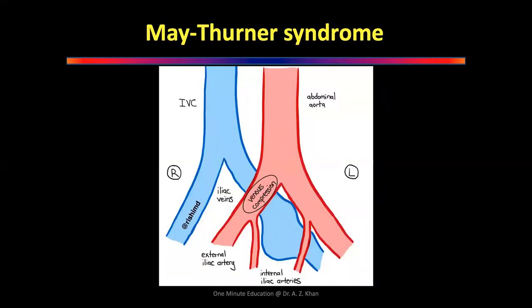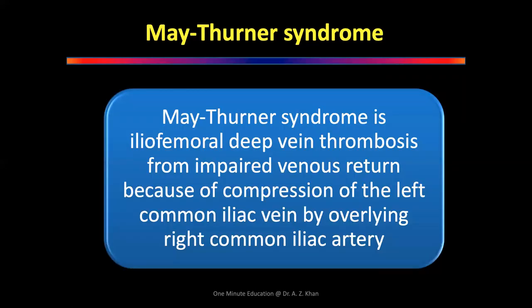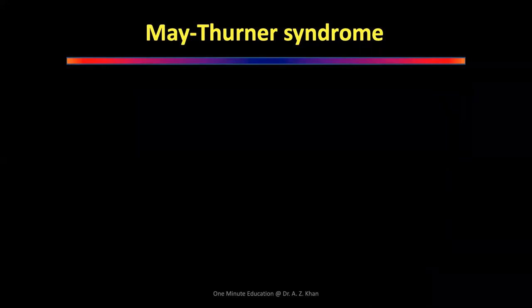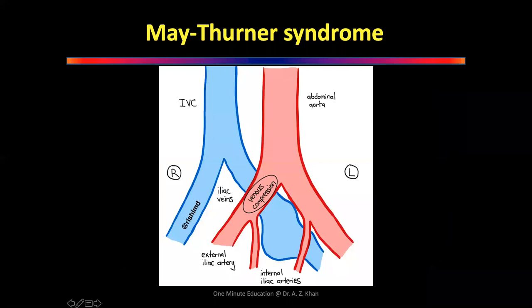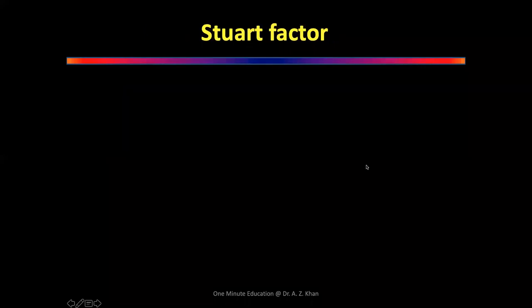What is May-Turner's syndrome? Okay, it's okay. Iliofemoral deep vein thrombosis from impaired venous return because of compression of the vein by the artery. So the artery compresses the vein, and that gives rise to an iliofemoral syndrome. Forget about this. What is this?